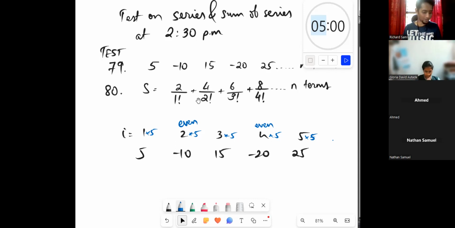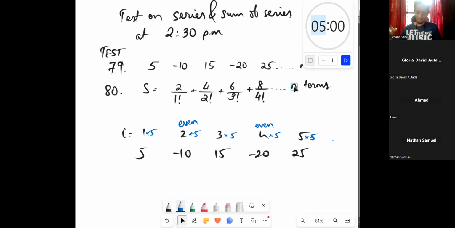Leah, what did you do? Oh, you wrote the whole series in that. You can't write that, because we don't know where it ends. See, the ending of the series is at n. So it depends on what n you take from the user. Okay, so you have to make a formula, not just write everything.